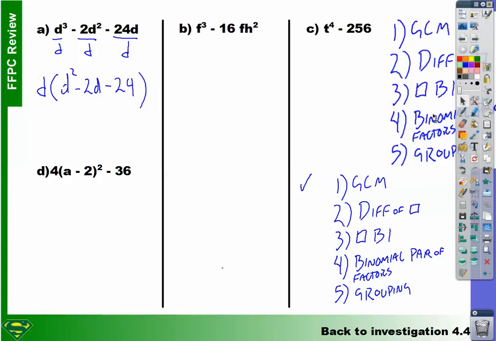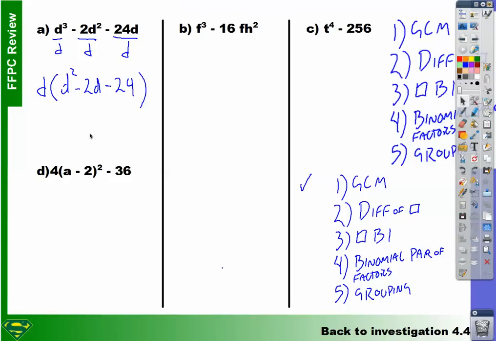Since negative 24 is not a perfect square, we are stuck looking for a binomial pair of factors. So we can either make the rectangles or we can make a factor sum table. Which would you rather do? Square. All right, let's do a factor sum table.